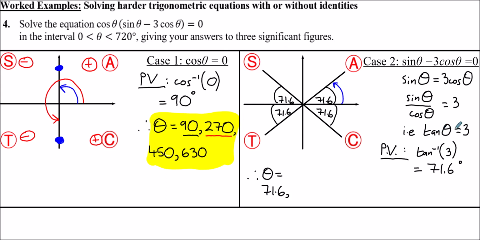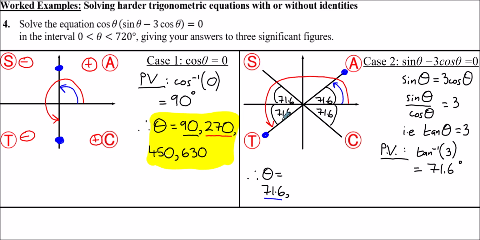So tan theta equaling 3. 3 is obviously a positive value. So whereabouts is the tan function positive? It's positive here in the A quadrant. It's also going to be positive in the T quadrant, where only tan is positive. So 71.6, we've got that one from the calculator. The next one would be this one plus 180 degrees. So all the way along to there. This one would be 180 plus 71.6.